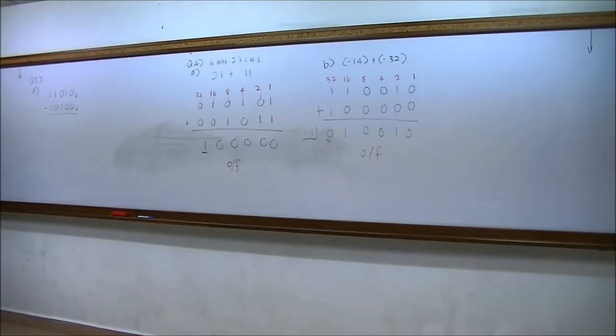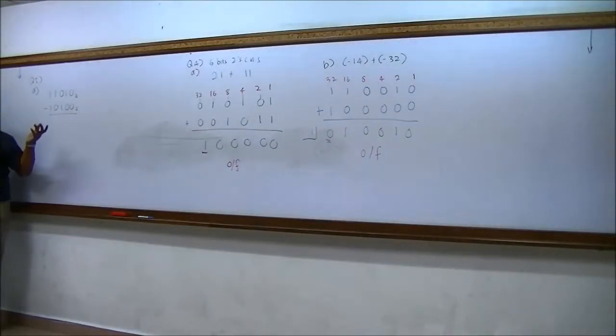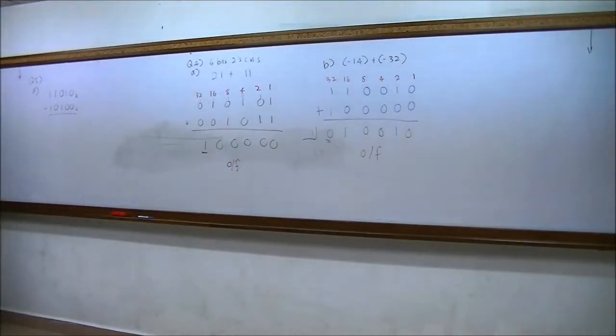For question number 5, it says to do the following subtraction by generating the 2's complement of the subtrahend and adding it. The subtrahend is this one, the bottom number. So what you should do is perform 2's complement on this number, so that you change this operation from subtraction to addition. This is possible because even in primary school we have learned how to manipulate signs, right?